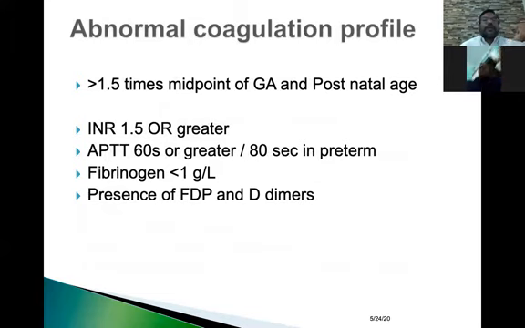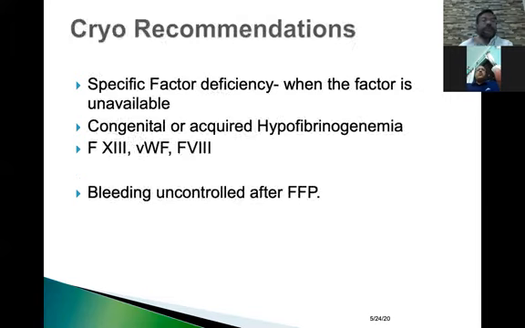So what is an abnormal coagulation profile? As I mentioned, it is quite different in different babies. It must be more than 1.5 times the midpoint of the gestational age and the postnatal age, which generally corresponds to an INR of 1.5 or greater, APTT of 60 seconds or greater in term and 80 seconds in preterm, fibrinogen less than 1 gram%, and presence of FDP and D dimers. Importantly, when you look at the neonatal unit numbers, you don't see a lot of these, suggesting that we do FDP and D dimers.